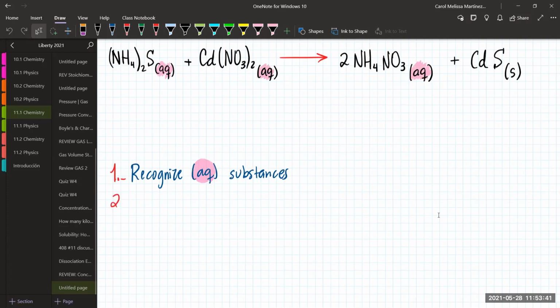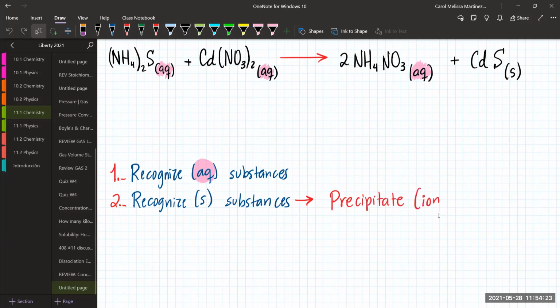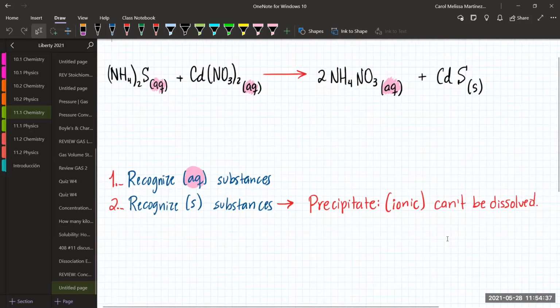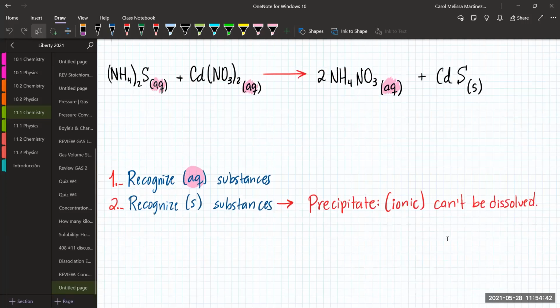The second step is that you will recognize the solid substances. From now on, in this kind of equations known as aqueous solution equations, the substances that are solid are going to be known as a precipitate. A precipitate is an ionic compound that cannot be dissolved. Now, my solid, or my precipitate, is going to be this one.